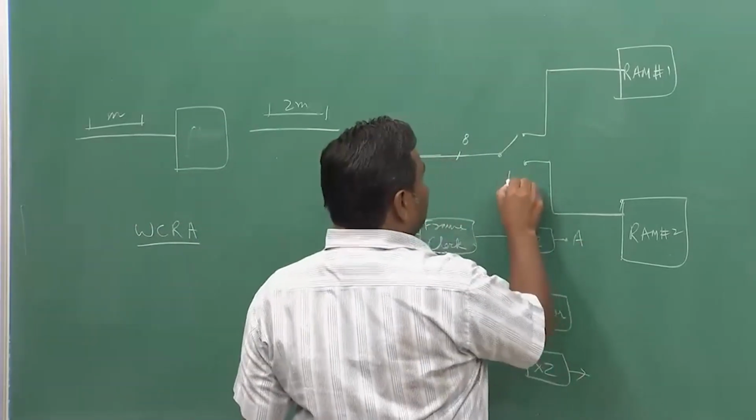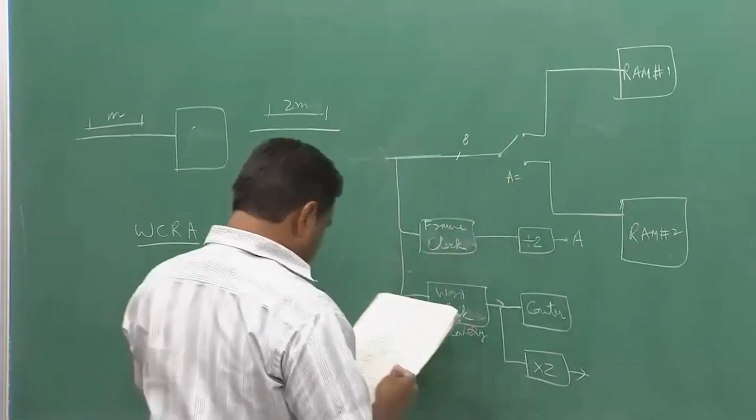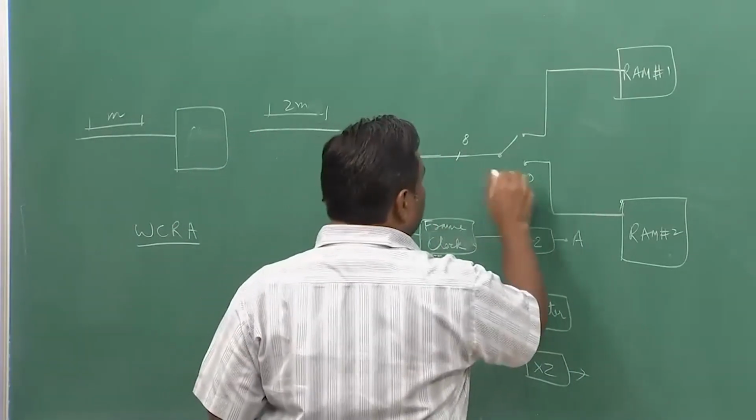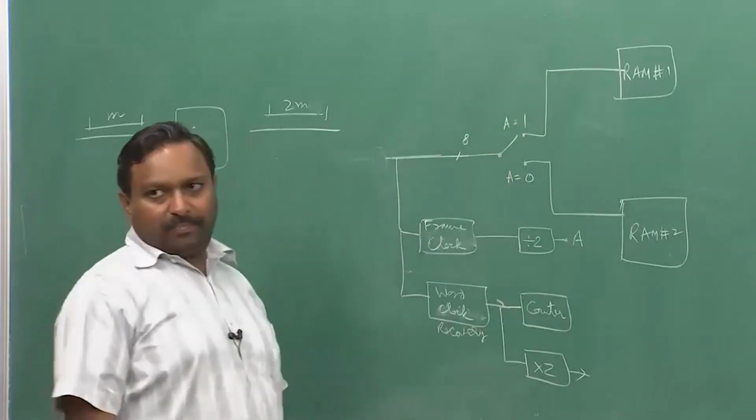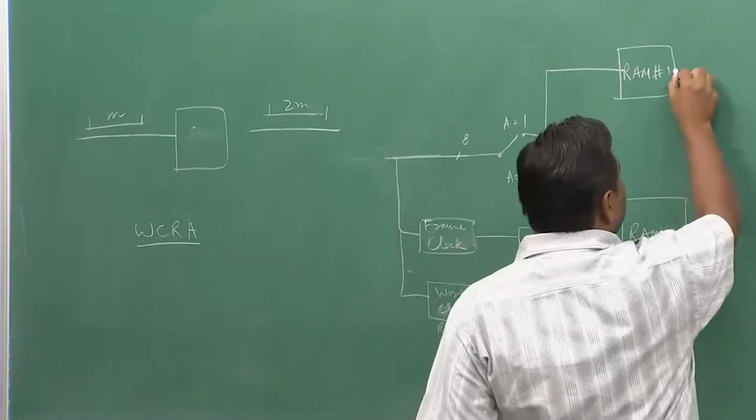So when A is equal to 0 you will be writing in this RAM, A is equal to 1 you will be writing in this RAM. You will also be reading actually, remember.